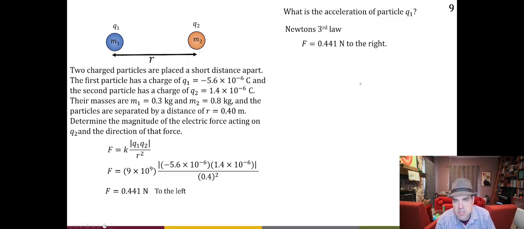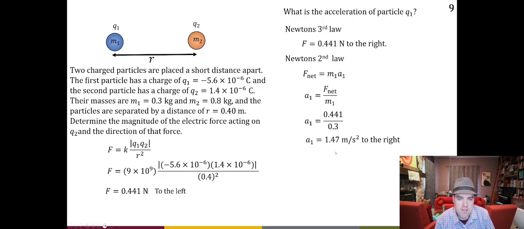Now, to get the acceleration, I can use Newton's second law, F net equals ma, and I can solve for a. A equals F net over m, and so I can plug in the net force, which is 0.441, the mass of particle m1, which I tell you here is 0.3 kilograms. I plug those in, and I get an acceleration of 1.47 meters per second squared to the right.